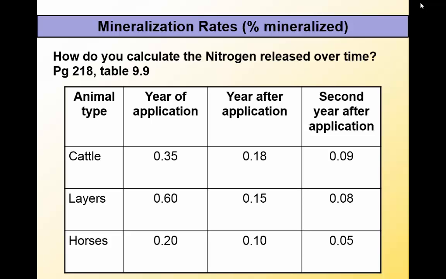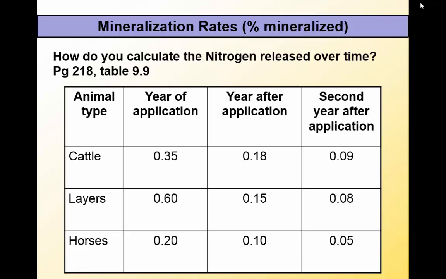The year of application, 35% of the organic nitrogen will be released that first year. So whatever's bound up in organic forms, 35% of that can be released. The second year, 18% of the original amount, and then the third year, the second year after that, is 0.09. So you release most of it up front, but there's still some available for the next couple years. They're not going to be able to release it all.